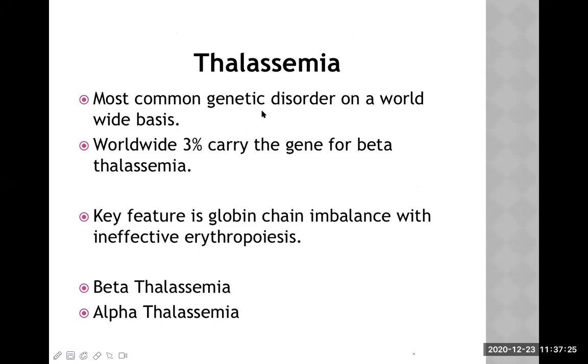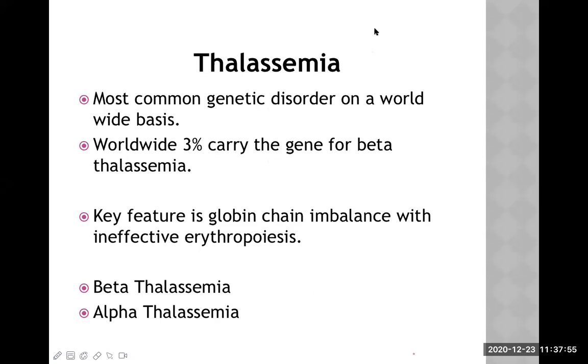Thalassemia is the most common genetic disorder on a worldwide basis. It is very common all over the world, but especially in South Asia. All the countries of South Asia have excessive cases of thalassemia, especially beta thalassemia. Worldwide, 3% of the population carry the gene for beta thalassemia. That is a very high percentage.